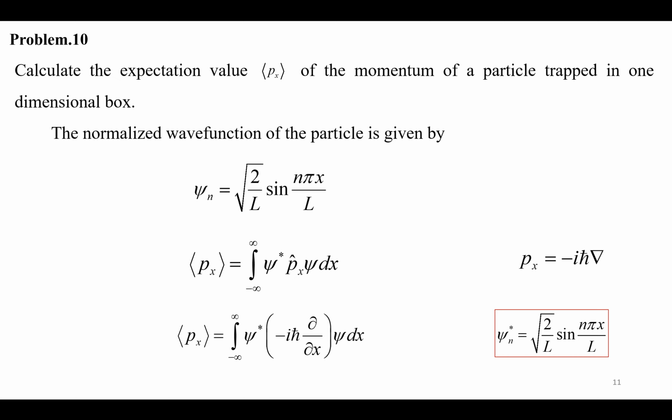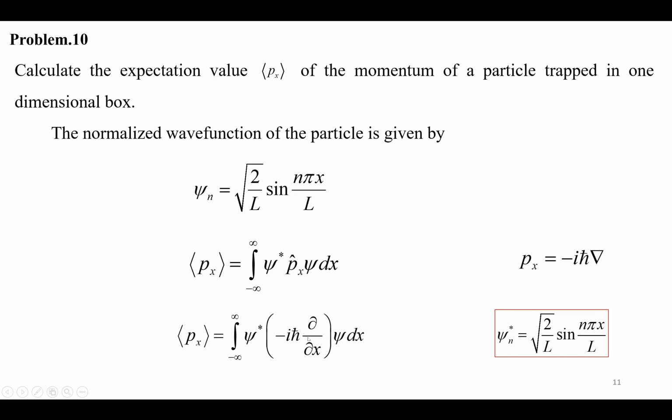So we know that the normalized wave function of the particle is given by ψn equals root of 2 by L sin nπx by L. We know already. The expectation value of the momentum is given as p sandwiched between ψ star, the normalized wave function, and its complex conjugate. And of course we know px equals minus iħ d by dx. You just substitute the operator form, minus iħ d by dx, instead of p.